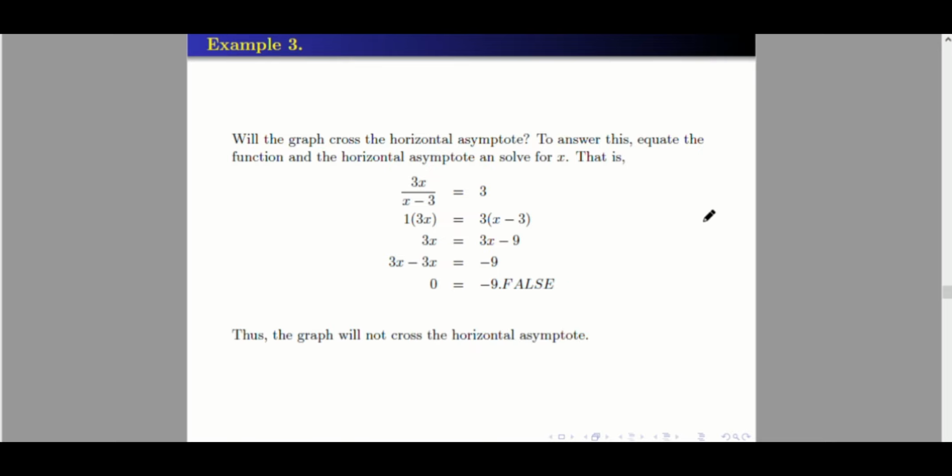So cross multiply. So we have 3x times 1 and we have 3 times x minus 3. Okay, and distribute. We have 3x and minus 9. Take note, 3x minus 3x. If I transpose this, this will become negative 3x. So this will become 0. This is equal to negative 9. But of course, this is false, because 0 is not equal to negative 9. So we can conclude that the graph will not cross the horizontal asymptote.